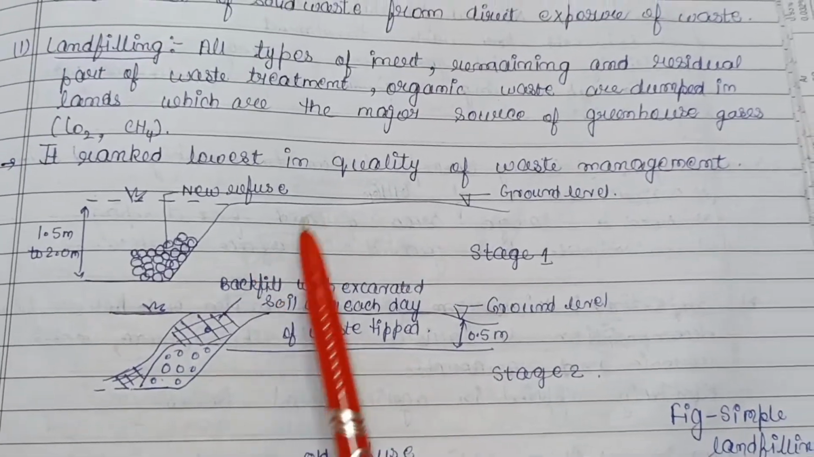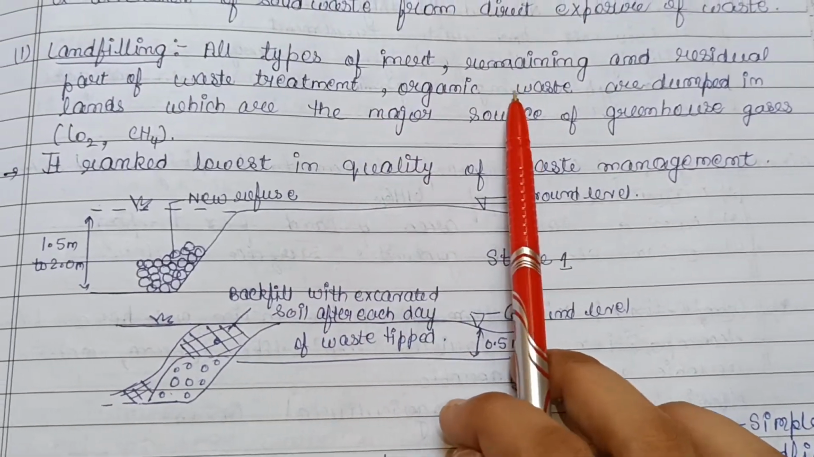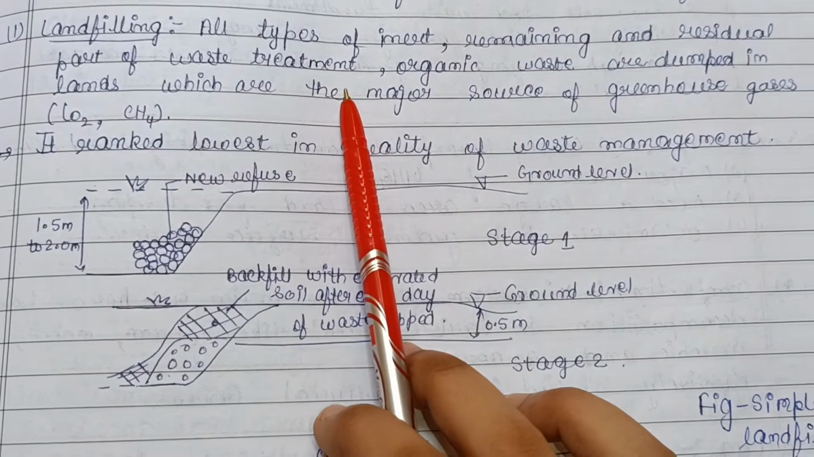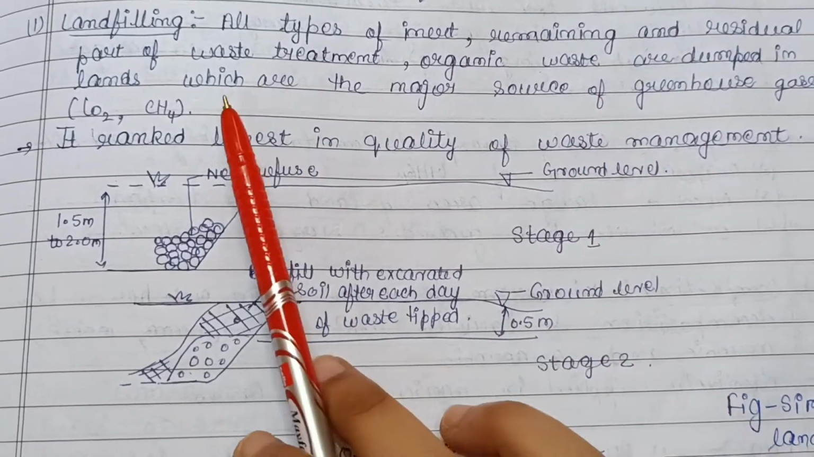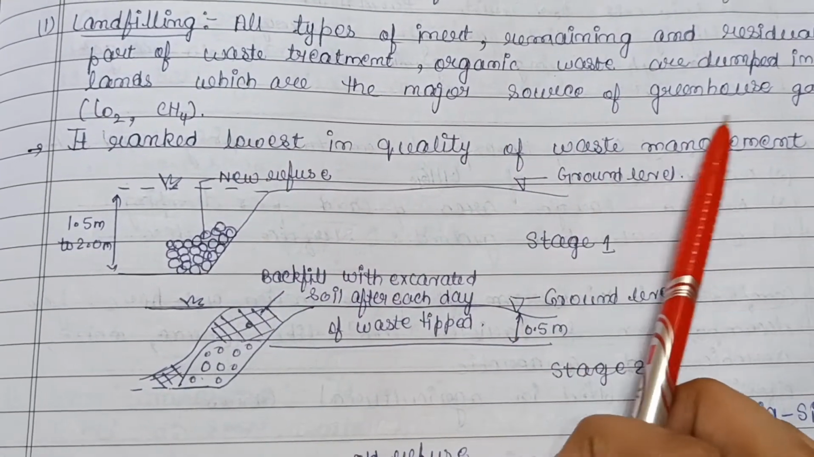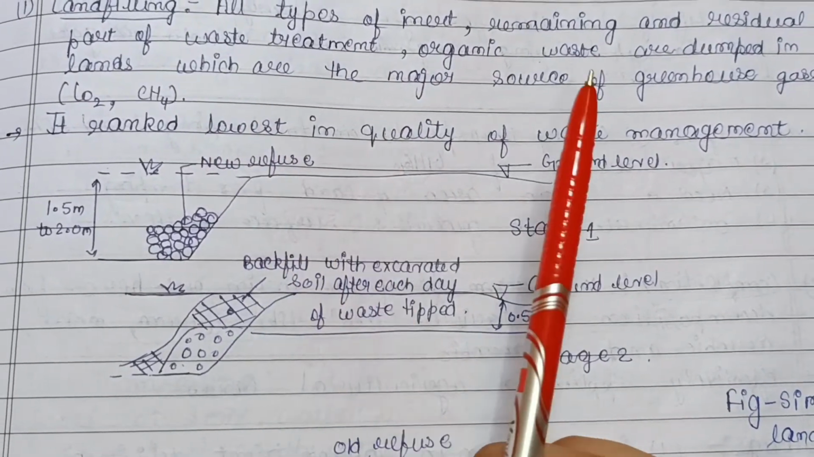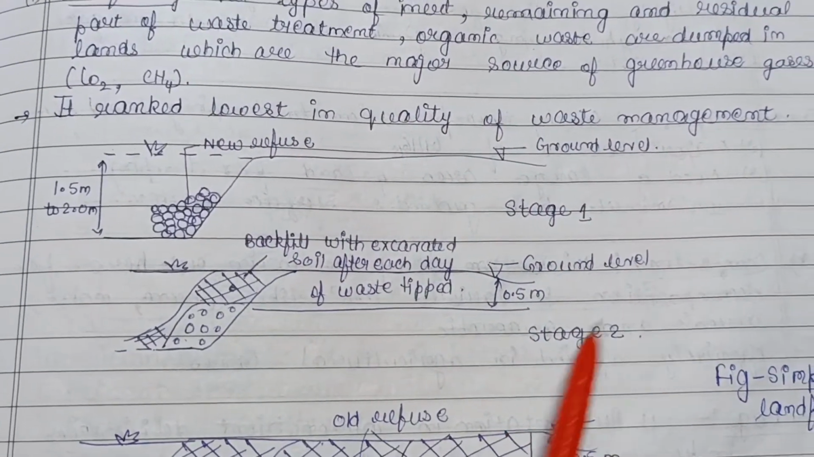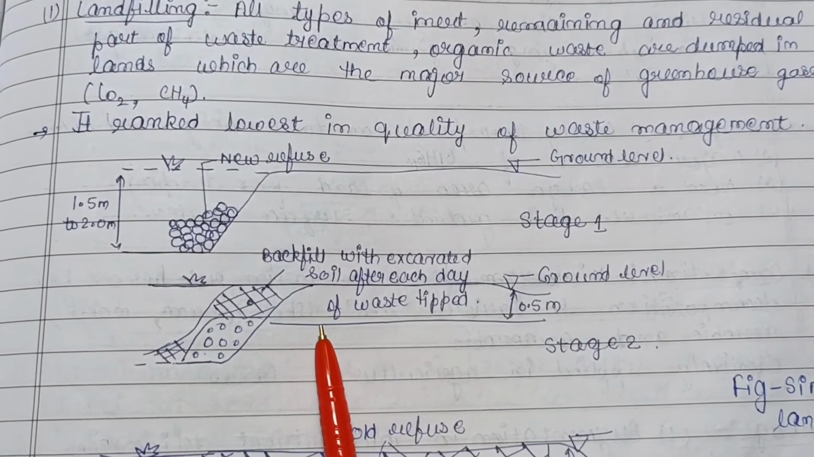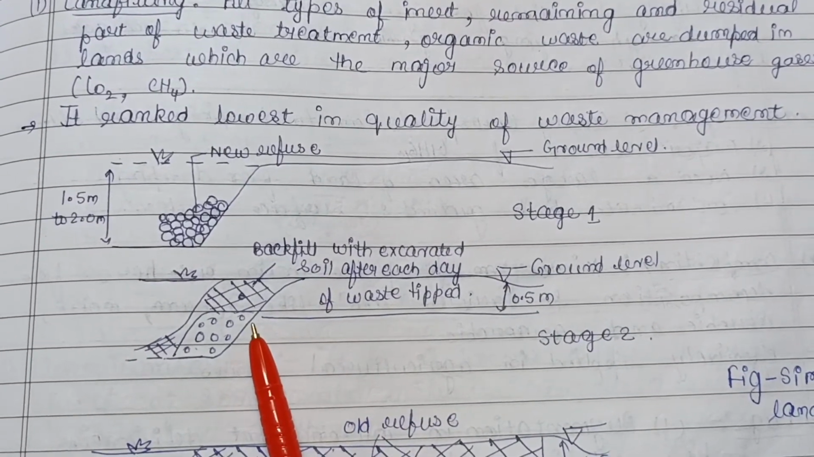So here, all types of inert, remaining and residual parts of waste treatment, that is organic waste, are dumped in the lands, which are a major source of greenhouse gases also, that is CO2 and CH4. It ranked lowest in quality of waste management. So landfilling is, we can say, the lowest quality of waste management method.